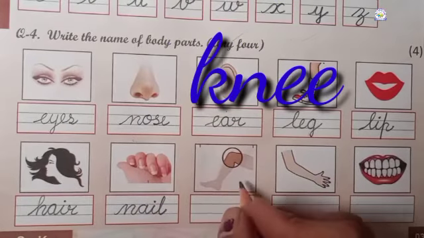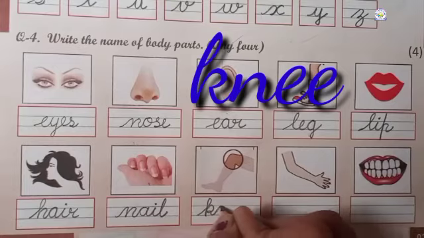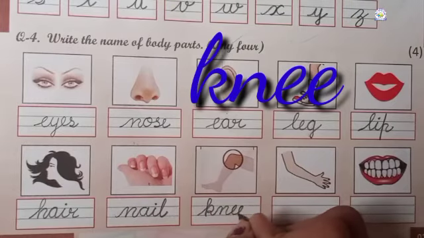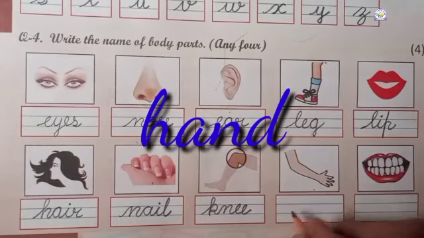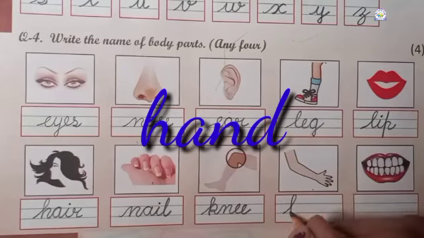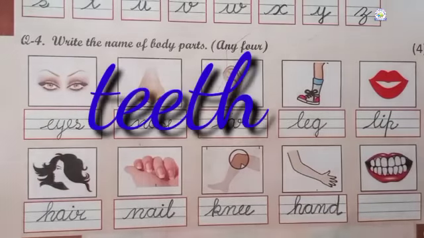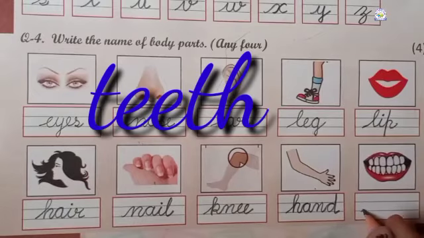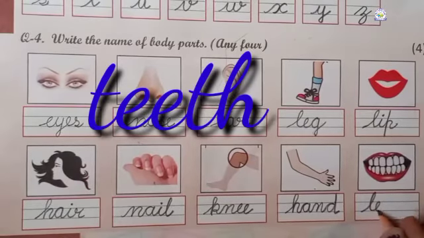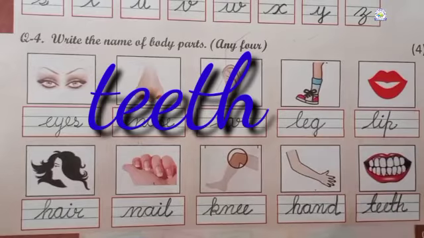Next picture is knee. So we have to write here knee. K, N, E, E, knee. Next picture is hand. So we have to write here hand. H, A, N, D, hand. Next picture is teeth. So we have to write here teeth. T, E, E, T, H, teeth.